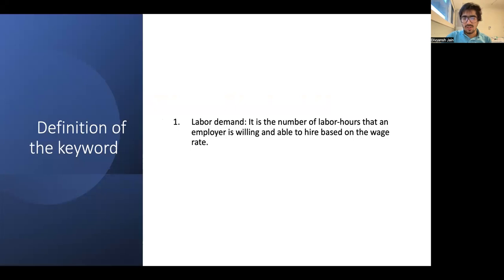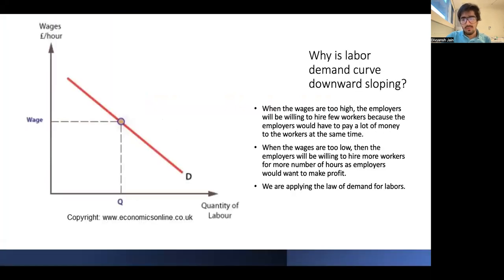So the main definition of labor demand is the number of labor hours that an employer is willing and able to hire based on the wage rate. Why is the labor demand curve downward sloping on the graph of wages against quantity of labor? The units for quantity of labor is hours.